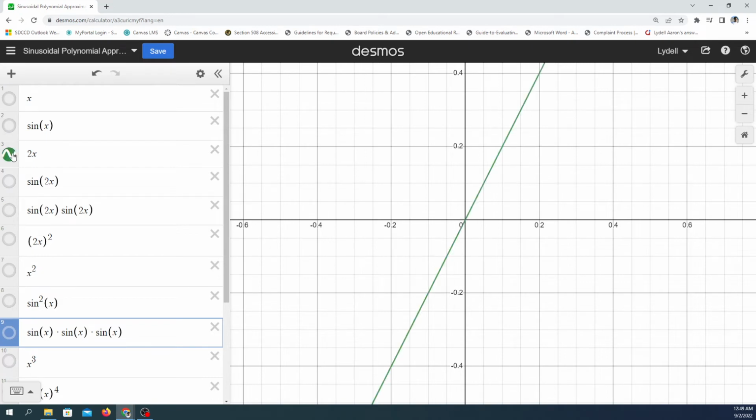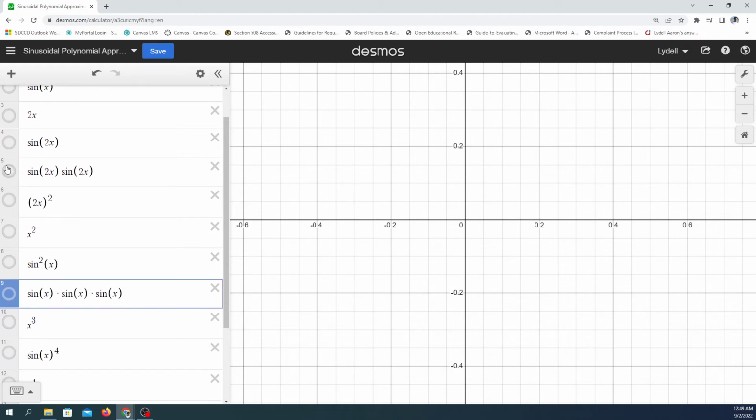So let's look at 2x. If you're familiar with equations, y equals 2x is just a line like x was, but it has a higher slope of 2. Then we can look at sine of 2x. Notice the similarity there. Wow, they're almost identical. So here's the wave equation form, and here's the polynomial form.